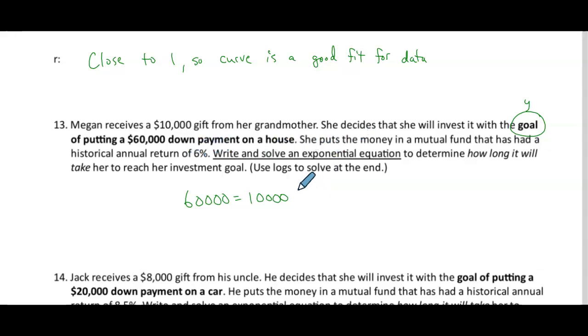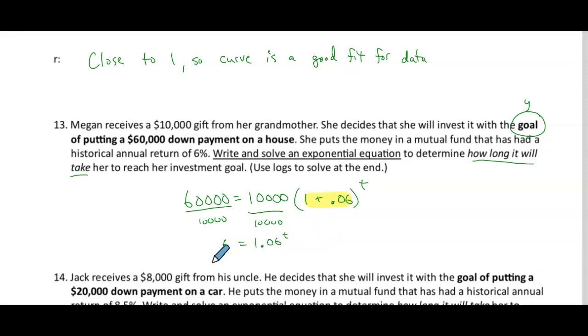So we need to put this rate in, 1 plus 0.06. And how long will it take? Okay, so I don't know t. All right, well, we can solve this because we know that if we can get the base isolated, then we can use a log. So what I want to do here is divide by the 10,000. And that means it's 6 equals. I'm also going to add this yellow part, so 1.06 to the t power.